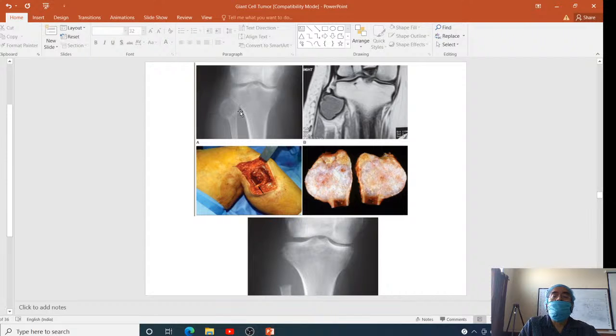So this is what we have done here. See, this is the GCT upper end fibula. This is the scan. We could see it is confined up to here. This is the surgical picture. We made an opening there and we cut it and we opened this. See, this is the tumor, eccentric, and this is the post-operative picture.